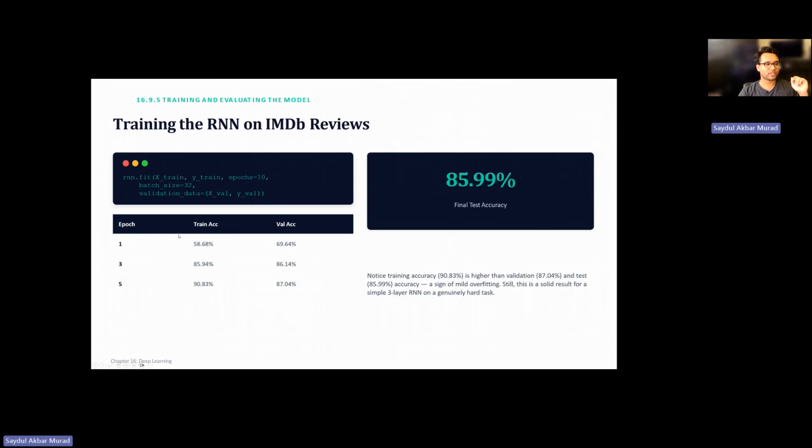Okay. Here you see for how many epochs I used? 10. For 5 epochs it is 135. The first accuracy was 58, 68. Very low, right? After the third epoch, 85, 94. At the fifth epoch, 90, 83. It means the more we train the model, the more the accuracy increases. Okay, it is improving all the time for every epoch.